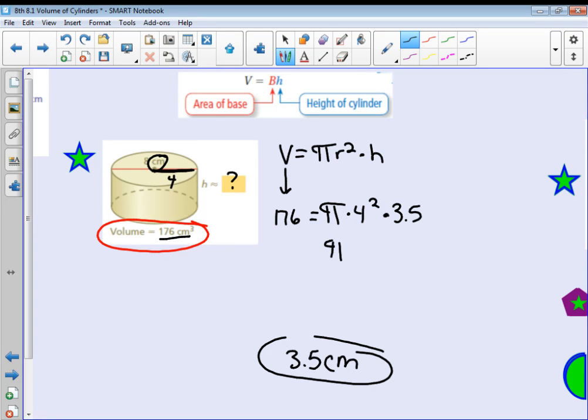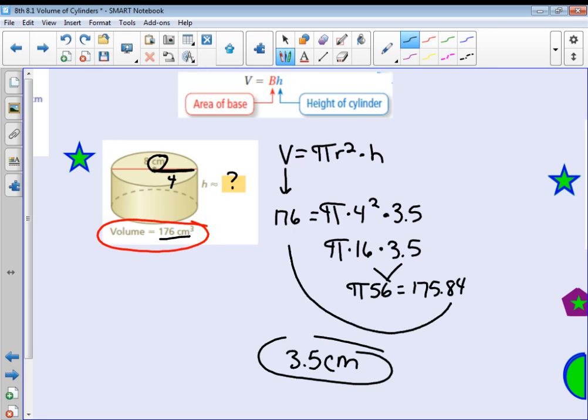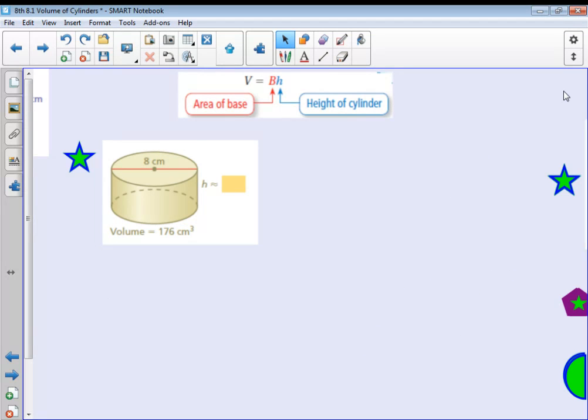Then I would do pi times 16 times 3.5. Right now I'm just checking myself. This is going to get me close because my decimal number was not just 3.5, it was a long decimal number. 16 times 3.5 gives me 56, so pi times 56. We'll just go ahead and do that times 3.14, which gives me 175.84, which would actually round to 176. So 3.5 is correct on this. That second part was just checking myself to solidify that I was understanding what I was solving for.